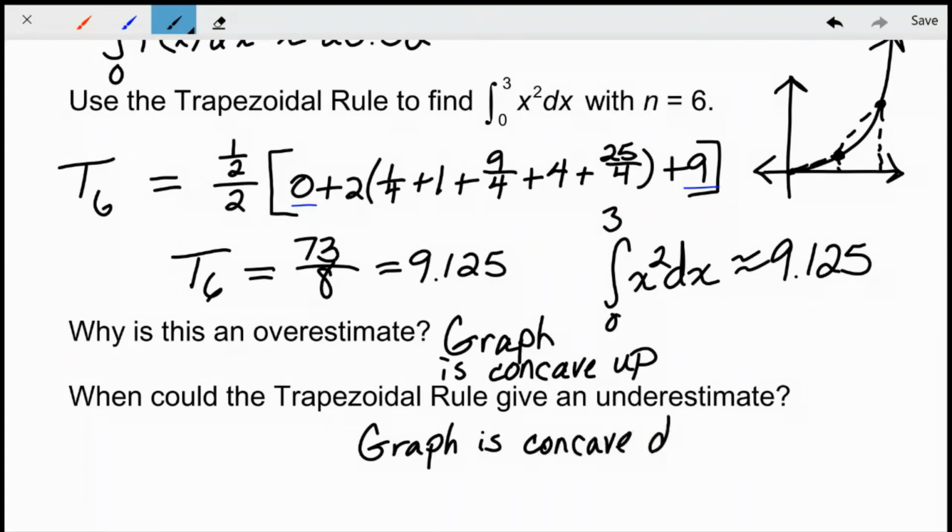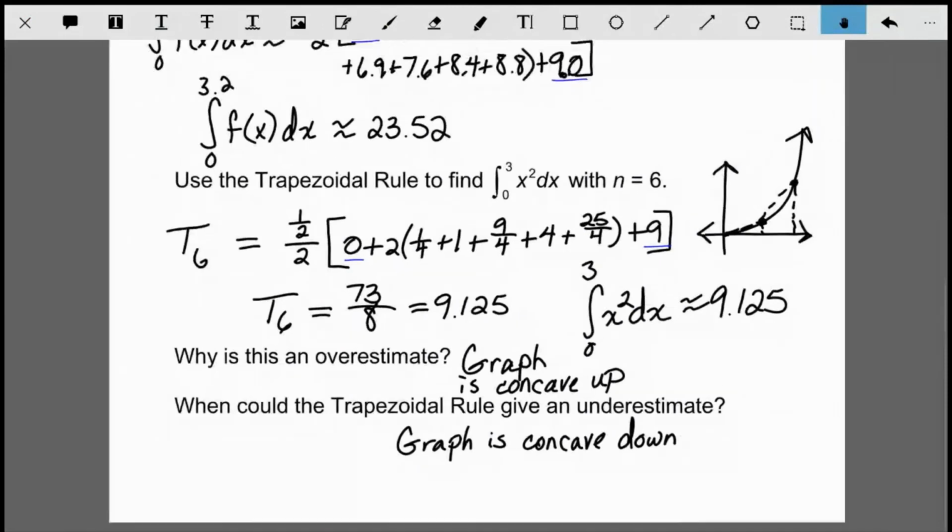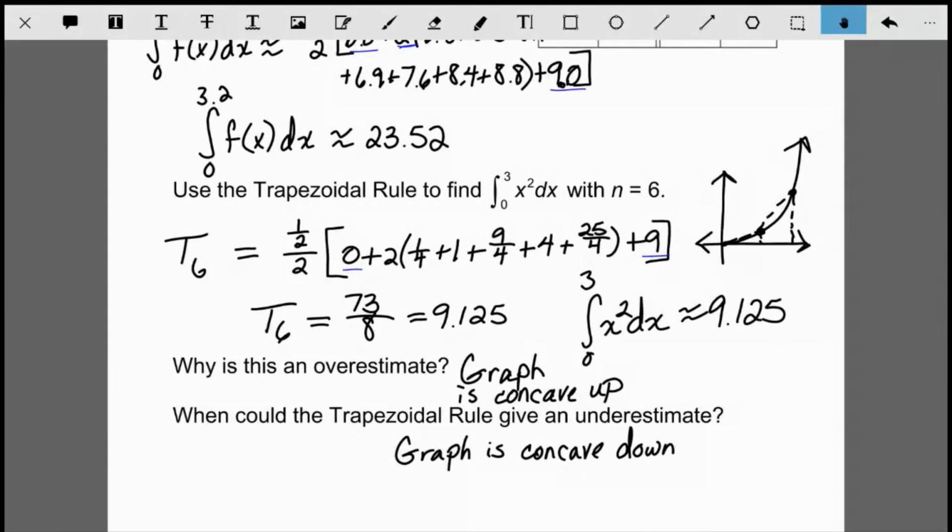All right, so the one thing you have to be careful about is this whole idea with overestimating and underestimating. If you have a function that has mixed concavities, like for certain intervals it's concave up, for certain intervals it's concave down, you may not know if it's an overestimate or an underestimate. But when your graph is consistently concave up or concave down on an interval, then we can verify whether it's an overestimate or an underestimate. Okay, so that's really it as it pertains to trapezoidal approximation. That's as far into it as we're going to go.